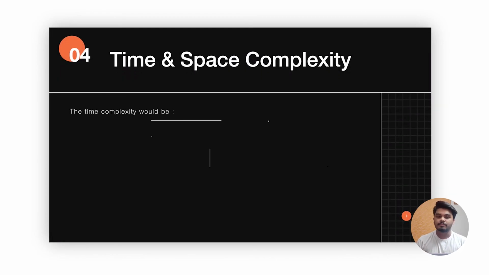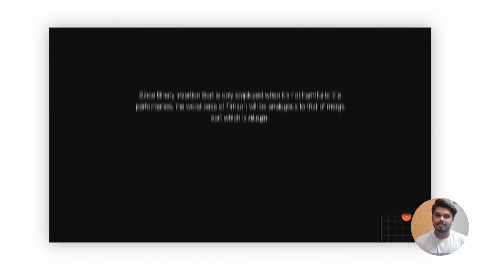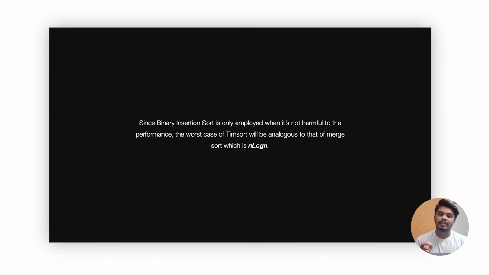Time and space complexity. Now, what would the time complexity be? I mean, that's the biggest question. Since we're applying binary insertion sort for elements of size 64 and less, the time complexity for its best case would be n log n, and for its average and worst case would be n squared. And in the case of Timsort, at its best case, it has a time complexity of n, and for its average and worst case, it's n log n. Now, why is that? Well, it's because binary insertion sort is only employed when it's not harmful to the performance. So the worst case of Timsort will be analogous to that of merge sort, which is n log n.